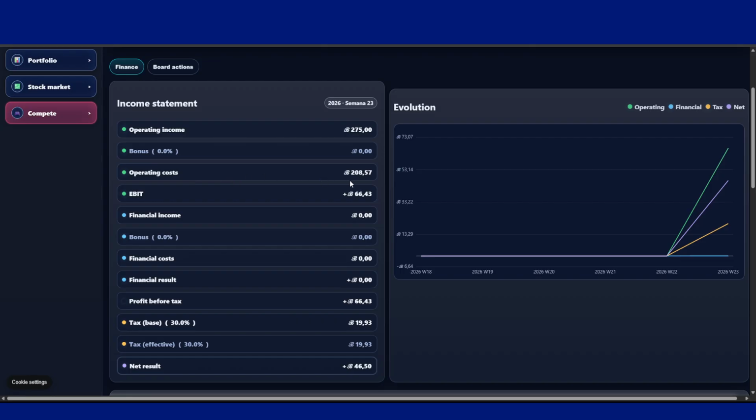The difference between operating income and operating costs gives you EBIT. EBIT is the company's operating result. In other words, it shows the profit or loss generated by the main business activity before financial items and taxes.